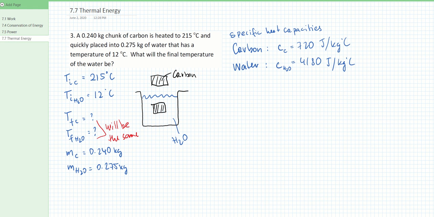And that's really important because otherwise we can't really solve this question. So we had to realize the fact that the final temperature for both of these types of materials, water and carbon, will be the same. So how do you solve this question?